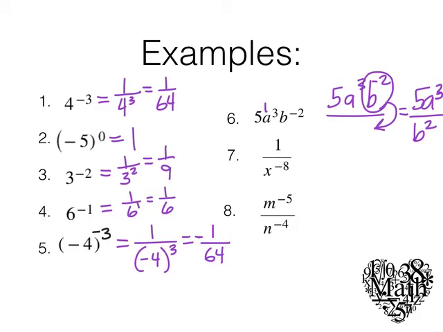So notice again, the 5 is still a 5. I can't flip it to the bottom of the fraction because that's not a 5 anymore, it's a 1/5. The a cubed stays up top, and then the b to the negative 2 comes down to become b to the positive 2. This is a little different.